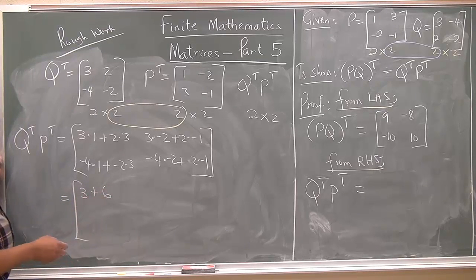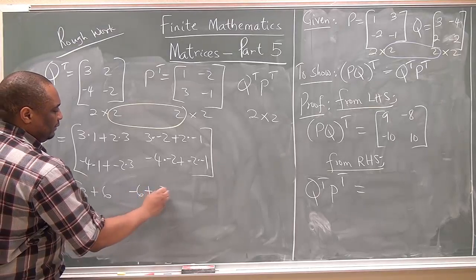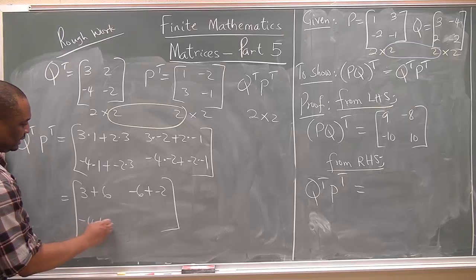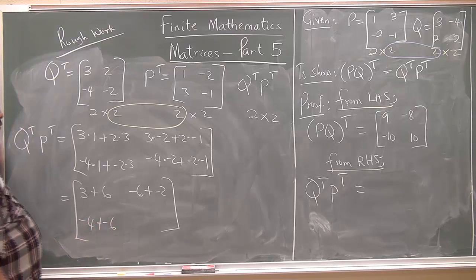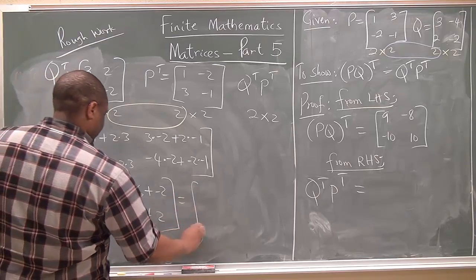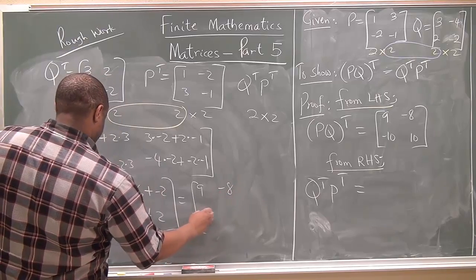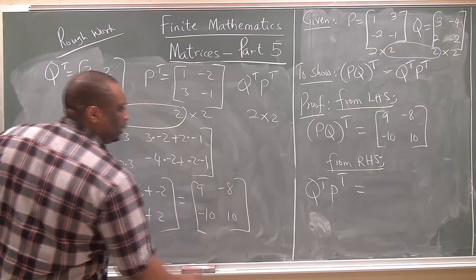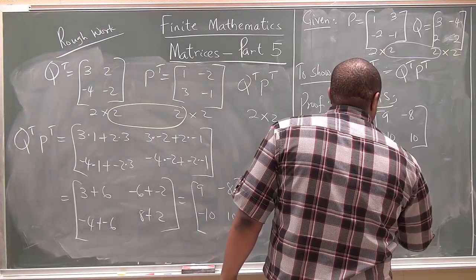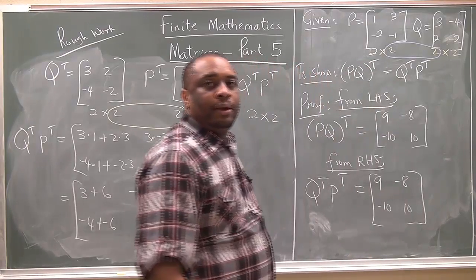3 times 1, 3 plus 6. Okay, then 3 times -2 is -6 plus -2. Then -4 times 1 is -4 plus -6. Then -4 times -2 is 8 plus 2. So this will be 9, -8, -10, 10. Wow, it is the same. 9, -8, -10, 10. Right?